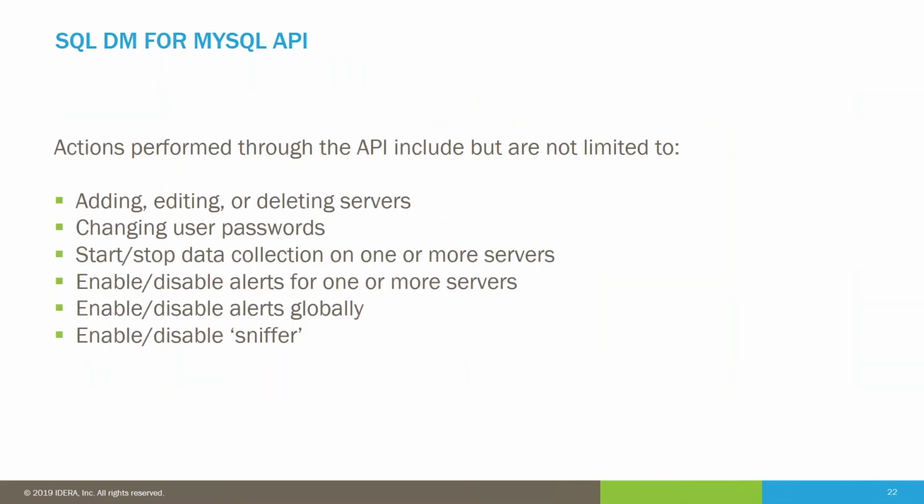So, nice features, nice function. As I said, you can add, edit, delete servers. You can change passwords. You can start and stop collectors, enable and disable alerts globally, and enable and disable the sniffer. There are a few other features and functions you can get to through the API. But if you have a large number of servers you need to work with, a large number of MySQL instances you're monitoring, it's a handy way of automating that. If you're always adding new servers, or servers are changing names, it's handy to develop one script that takes a couple parameters. Then you can use the API to add new servers very quickly just by running that script, rather than logging into the GUI and going through the add server process.